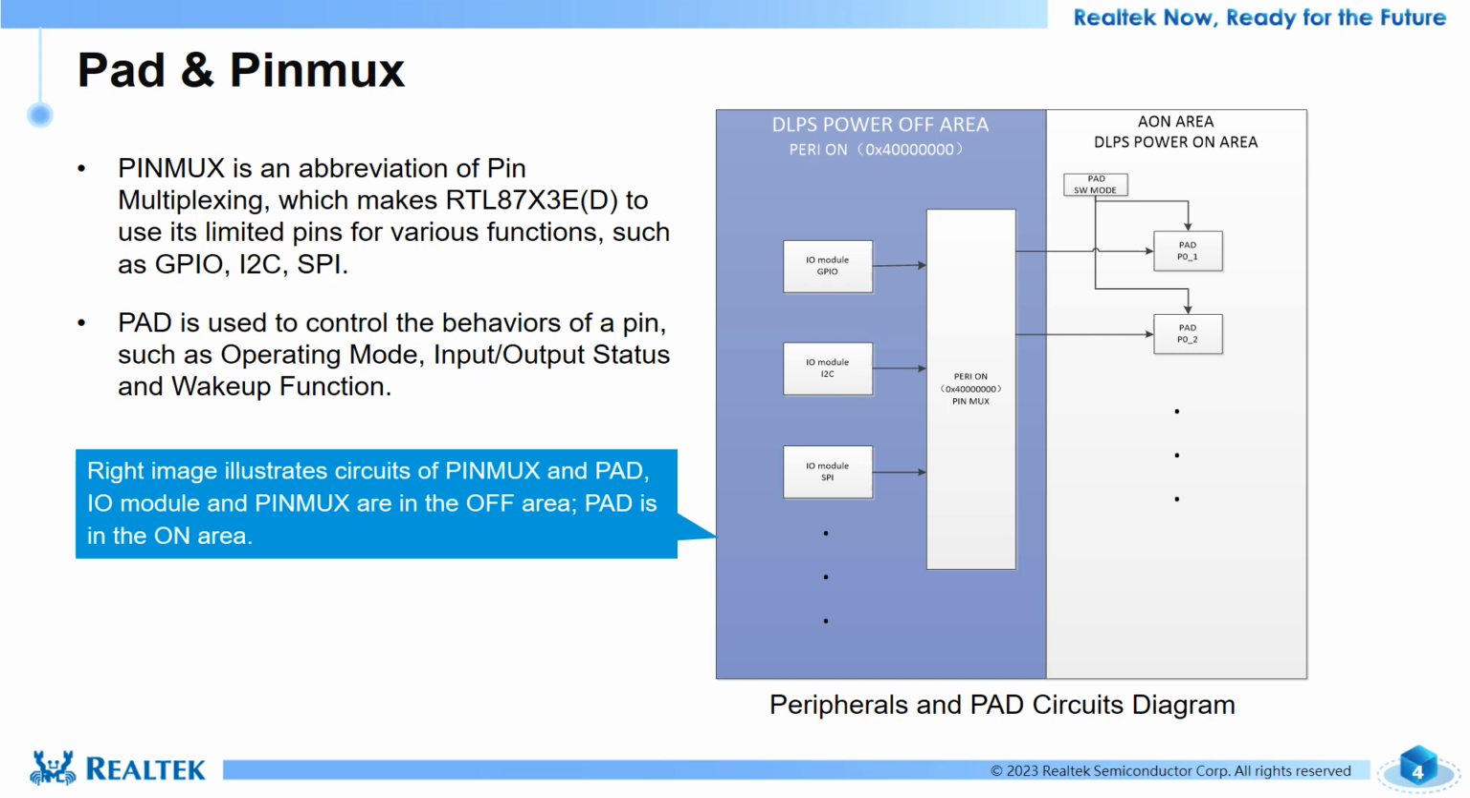As shown in the figure below, PINmux circuit and I/O modules are in the core domain and will be powered down during low power mode, so they cannot work during low power mode. PAD circuit is in the AON domain and will not be powered down during low power mode, so PAD can work normally during low power mode. PAD is mainly used to maintain pin output state or wake up the system in low power mode.